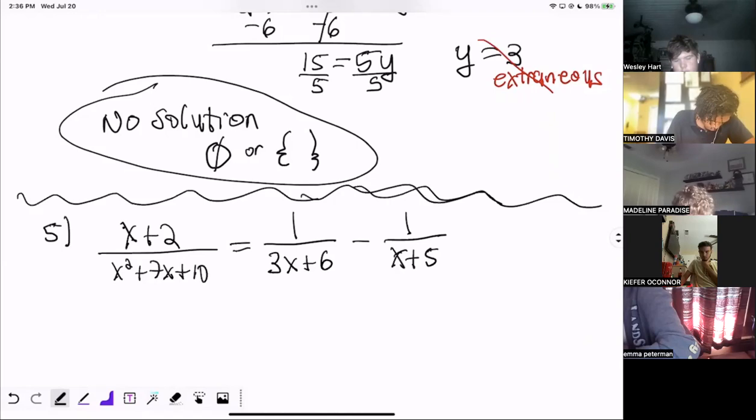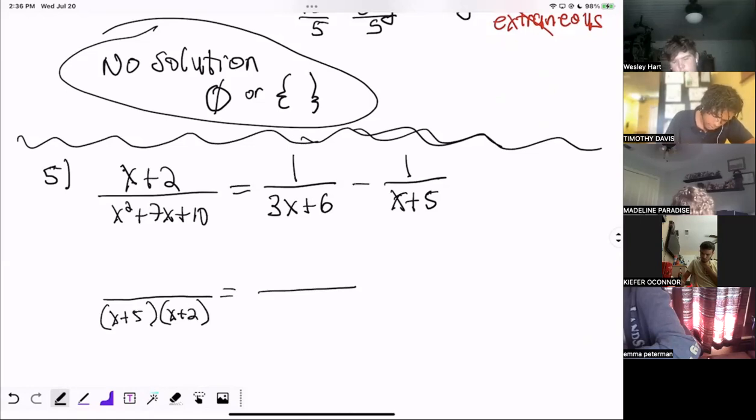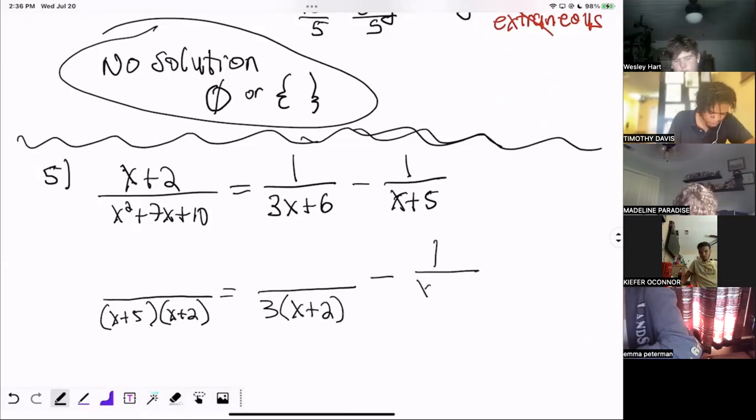So first, we got to see if we can factor anything. So actually, we can factor 2 things. I don't know if you see it yet, but we can. So the first one, we're going to factor it. 2 numbers that multiply to be 10 but add to 7, that would be 5 and 2, right? So x plus 5, x plus 2. But this one I can factor as well. It actually has a greatest common factor. I can factor out a 3, and I'm left with x plus 2. Minus 1 over x plus 5.